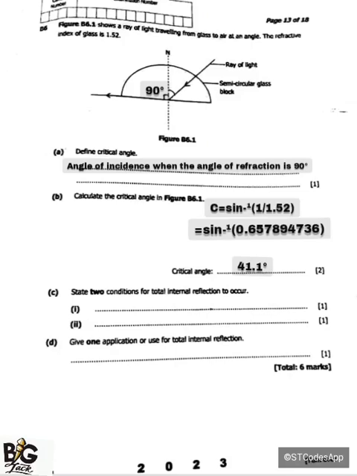Okay. So the next one is question C, which says: state two conditions for total internal reflection to occur. For total internal reflection to occur, the ray of light should move from a less dense medium going to a high dense medium. As you can see here, the ray of light was traveling from air entering the glass block. So the ray of light should move from the less dense medium going to the high dense medium.